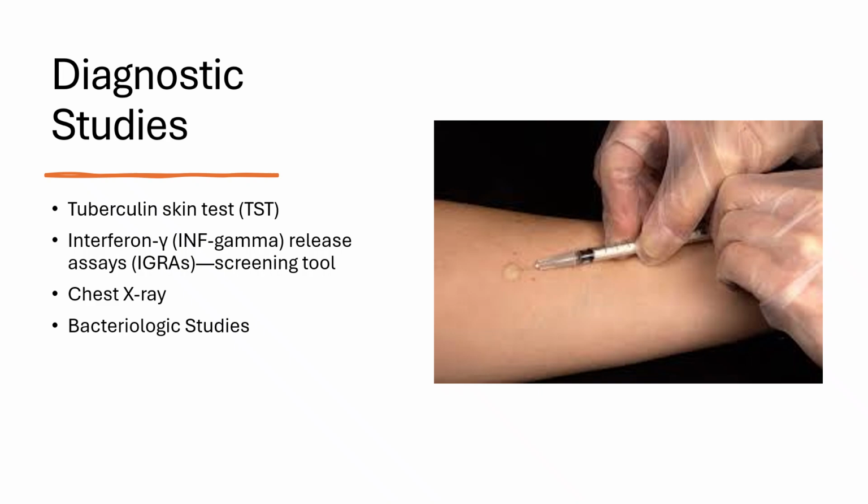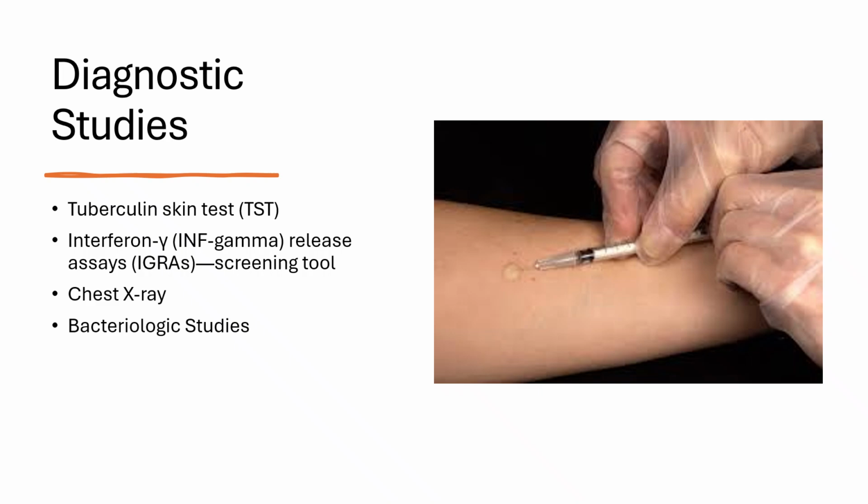A chest X-ray can be used. A diagnosis cannot be made solely based on an X-ray, and it may appear normal in a patient with TB. That's why they can't use it as the definitive test. What they might see on the chest X-ray would be upper lobe infiltrates, lymph node involvement, and pleural or pericardial effusions.